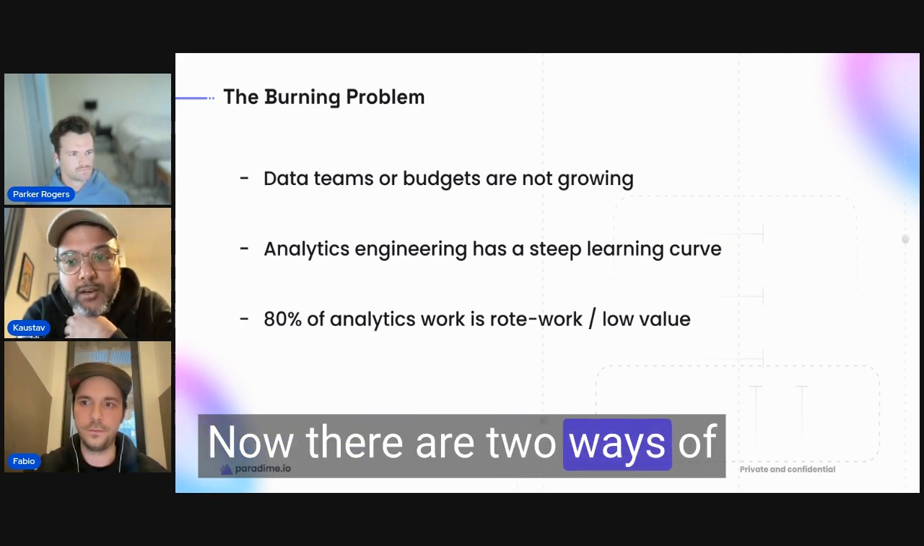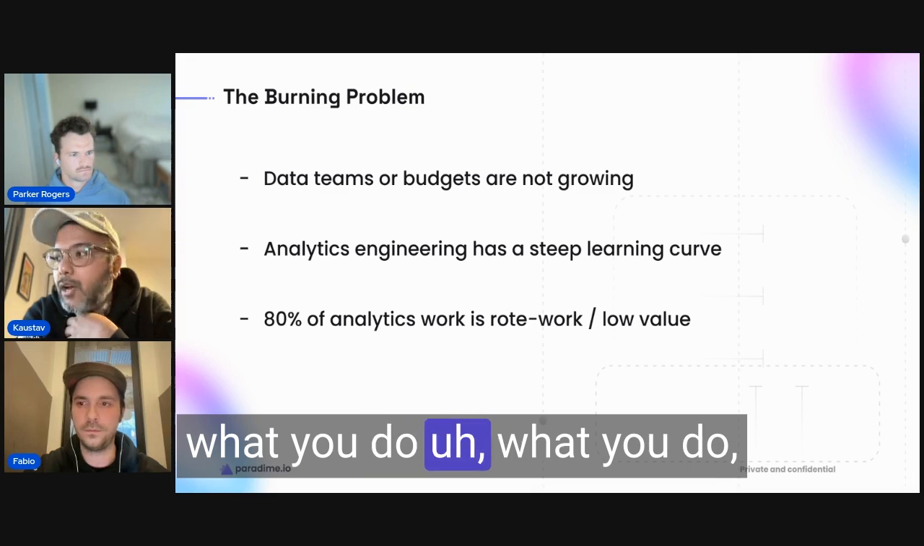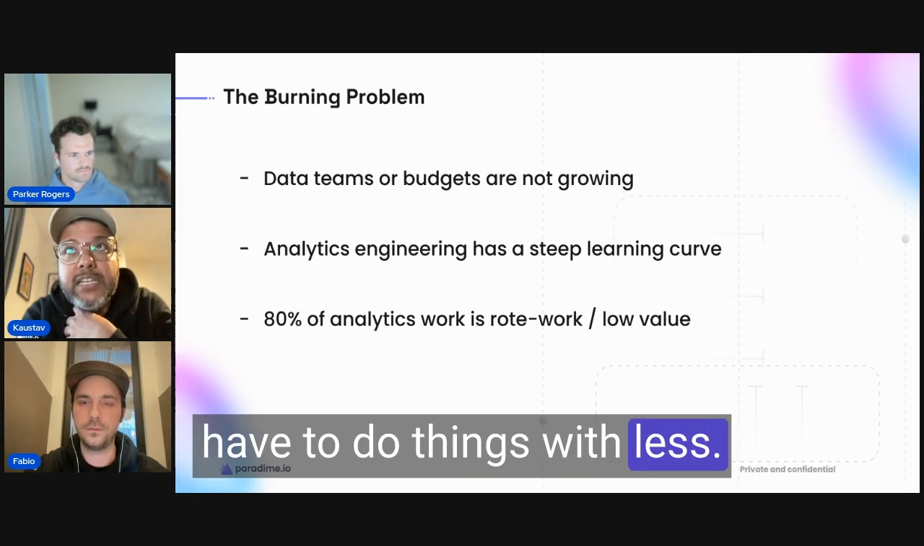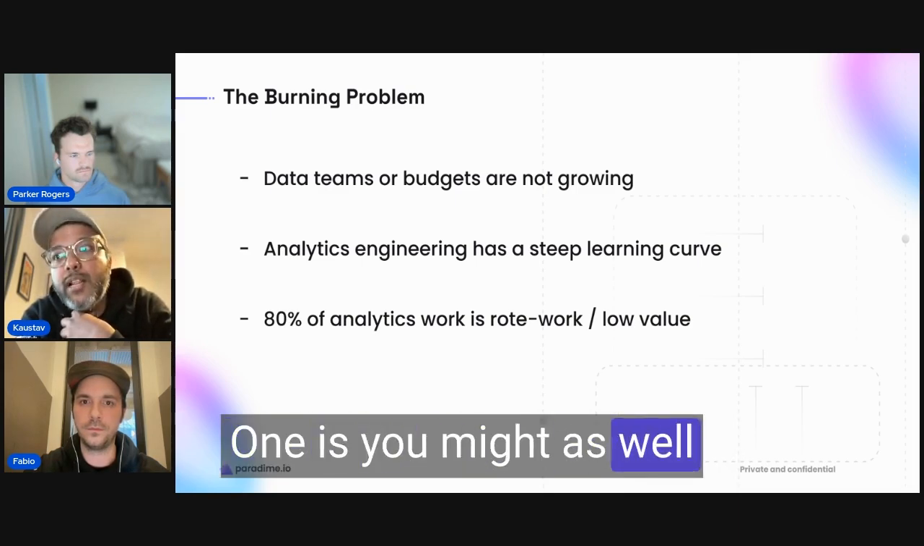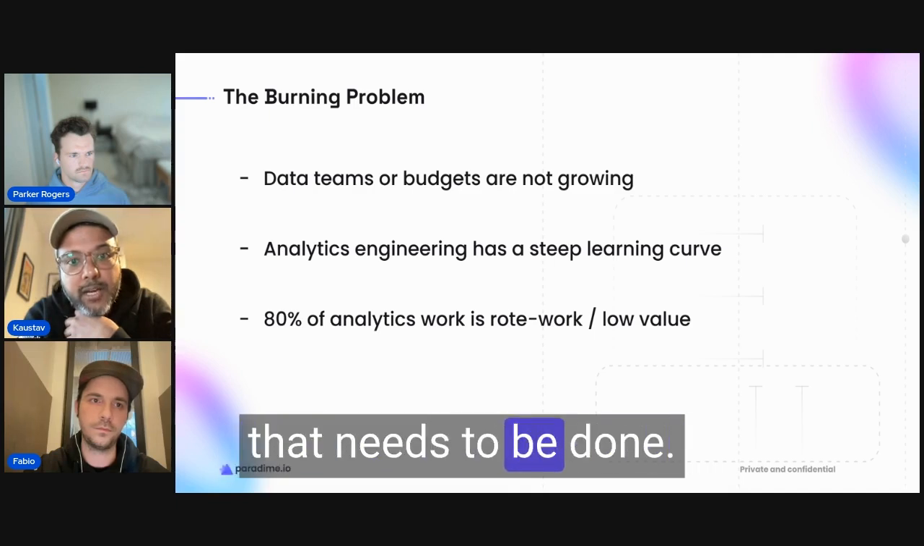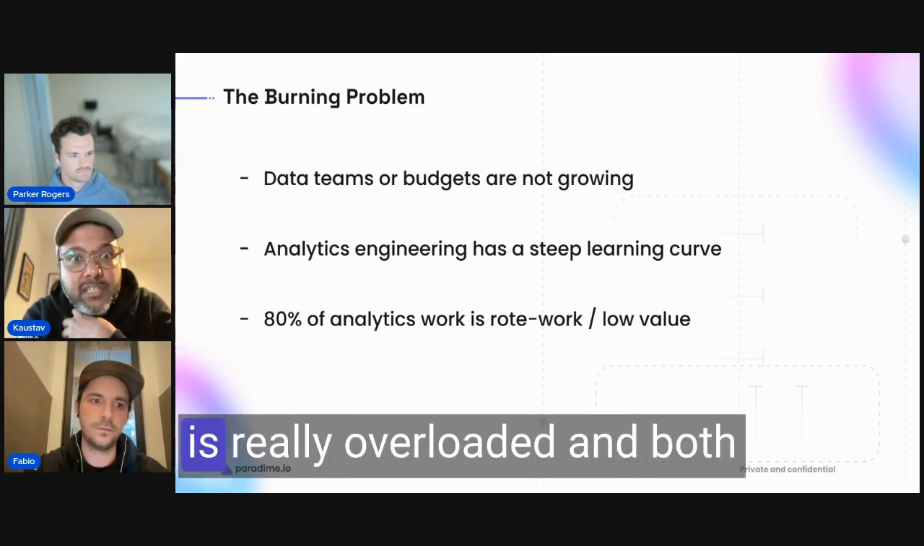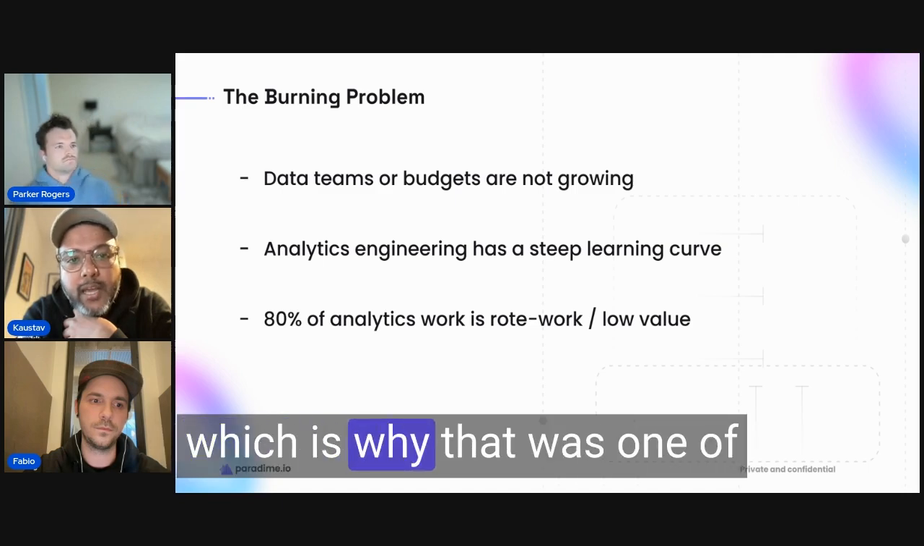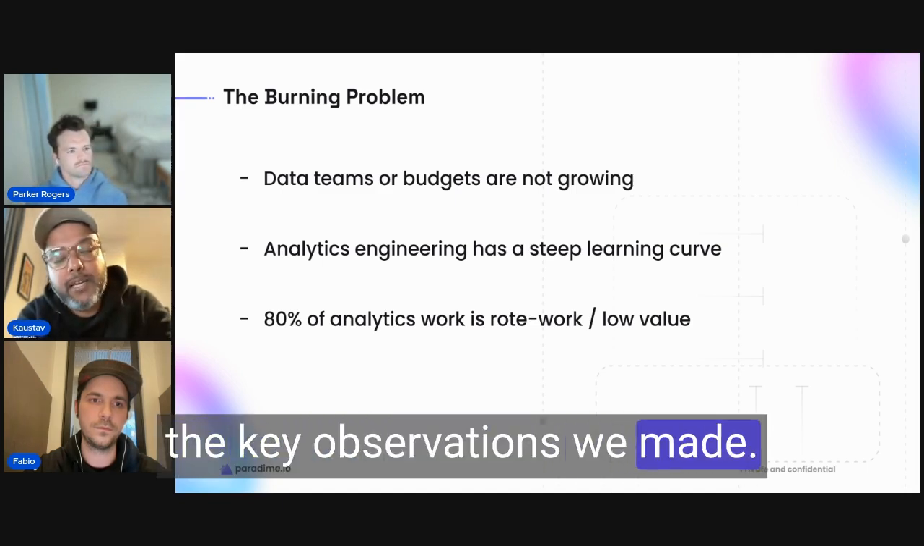Now, there are two ways of handling what you do when you have to do things with less. One is you might as well not do much of the work that needs to be done. Number two is your team is really overloaded. And both are really untenable situations, which is one of the key observations we made.